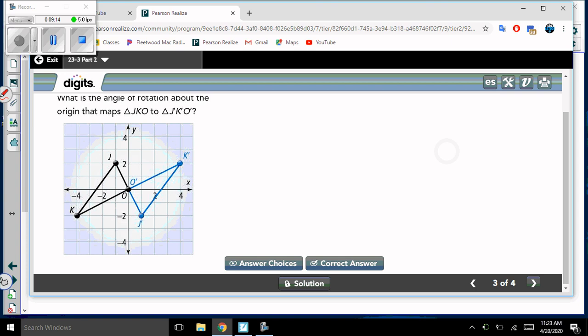Angle of rotation about the origin that maps this. Again, one of the things to pay attention to here is, here's basically your original. So if I looked at line segment OK, that's your original. Take a look at what's happening here. Line segment OK is going to go completely around, and it's going to basically create this whole straight line. So if it creates that straight line, then your rotation would have to be 180 degrees.